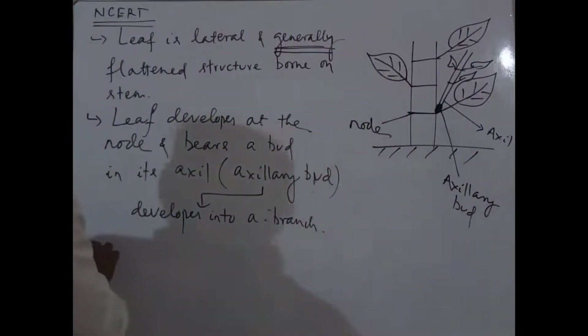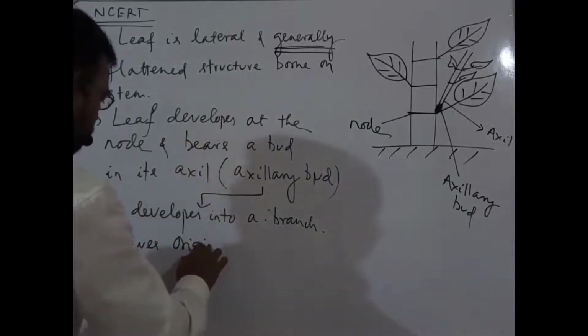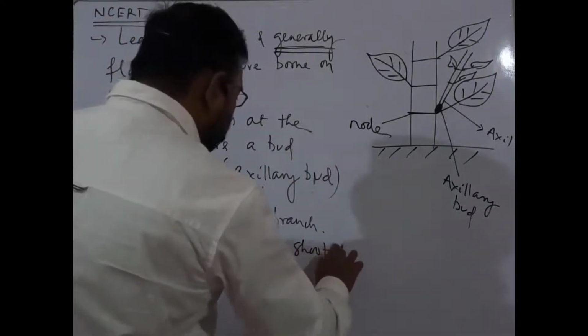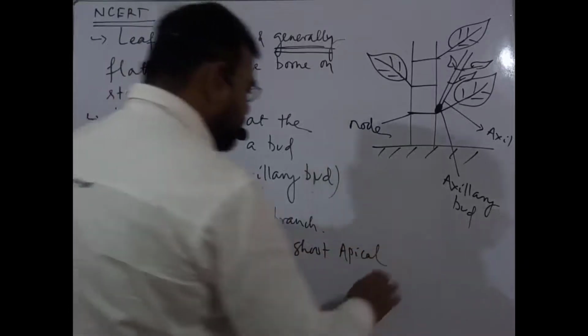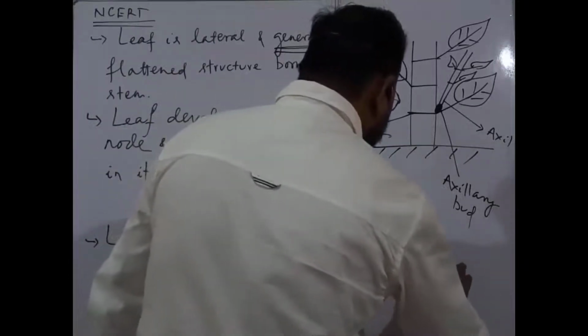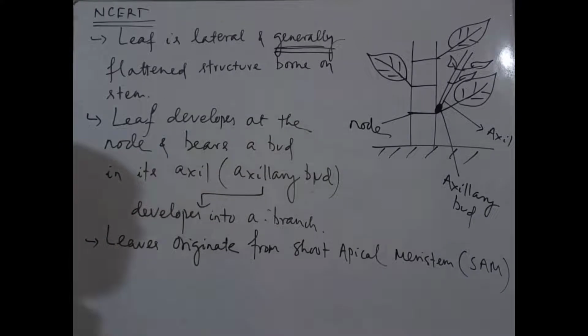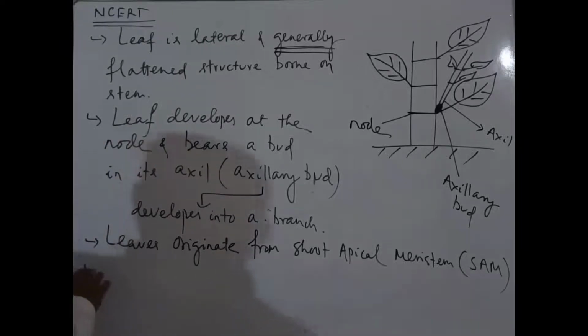So you can write the next point, just have a touch in NCERT page number 69. Leaves originate from shoot apical meristem, or shortly it is known as SAM, shoot apical meristem or SAM. Leaves are arranged in acropetal order.